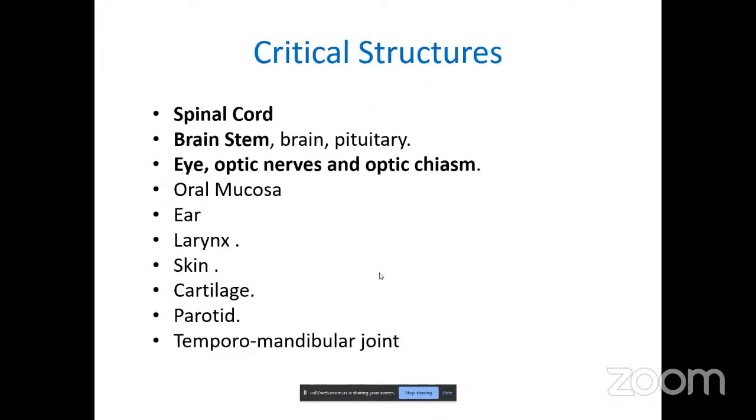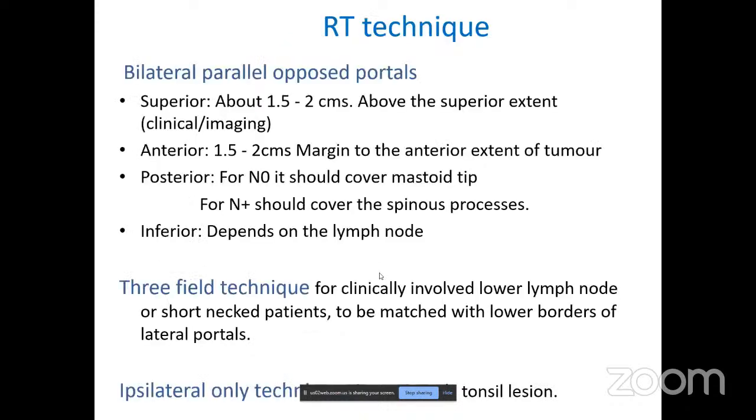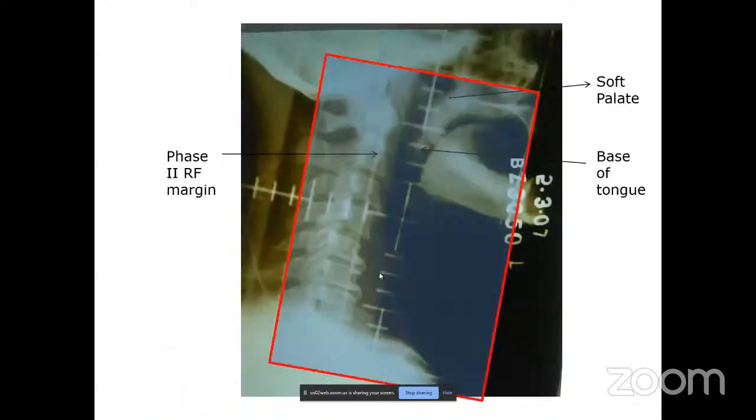And these are the critical structures we should keep in mind even in 2D radiotherapy: the spinal cord, brainstem, eye and optic nerves, and optic chiasm area. Apart from that, oral mucosa, ear, larynx, skin, cartilage, parotid, most of the time we cannot save them, and the temporomandibular joint. So let us see about the radiotherapy portals.